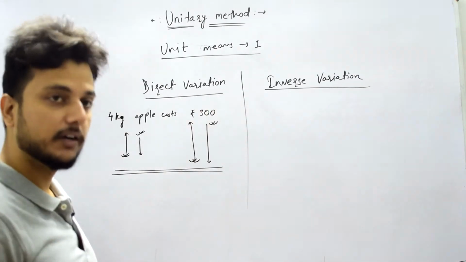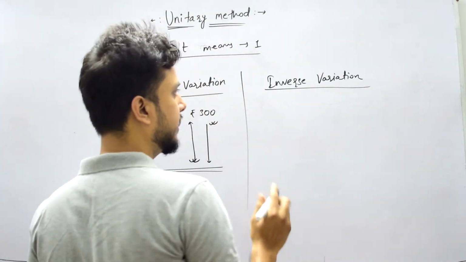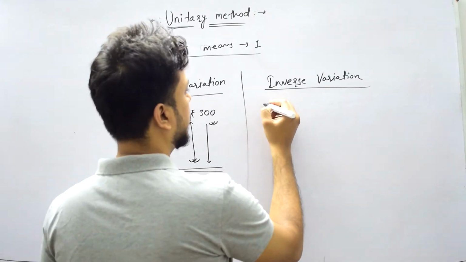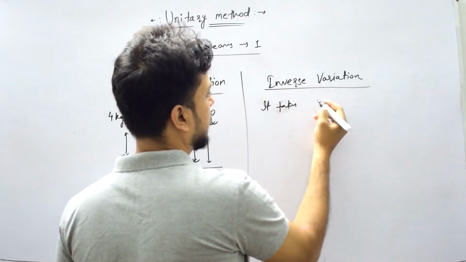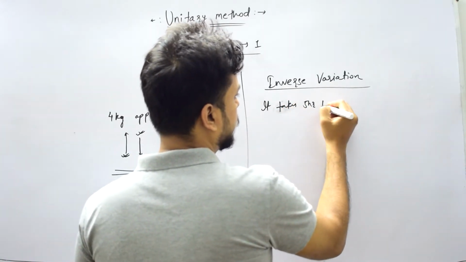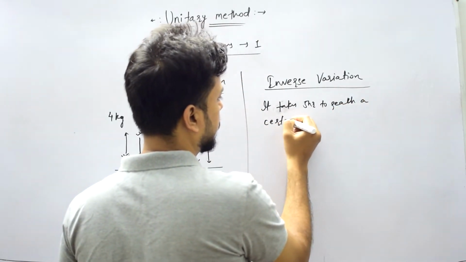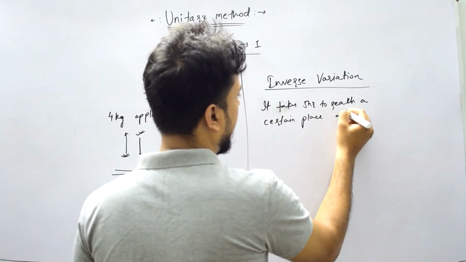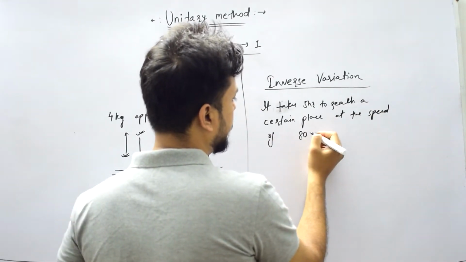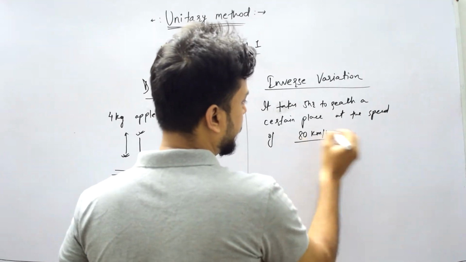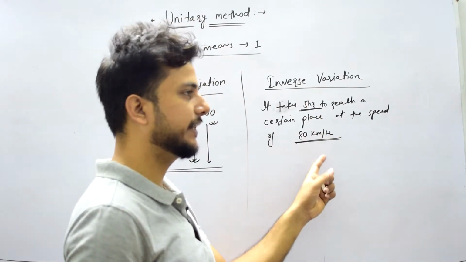Next is inverse variation. Which type of variation is known as inverse variation? Let us see. For inverse variation, we will assume one example. Suppose it takes 5 hours to reach a certain place at the speed of 80 km per hour. Now the main thing here is the time and the speed. So time and speed. Now this is for example.